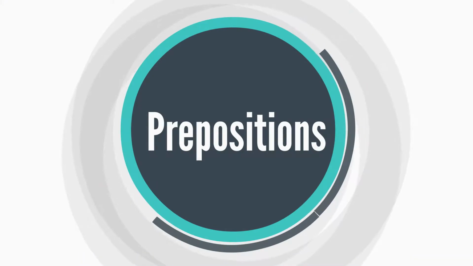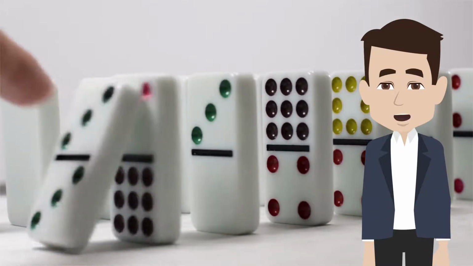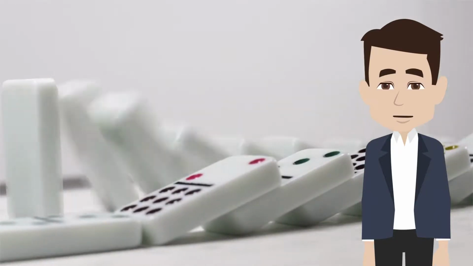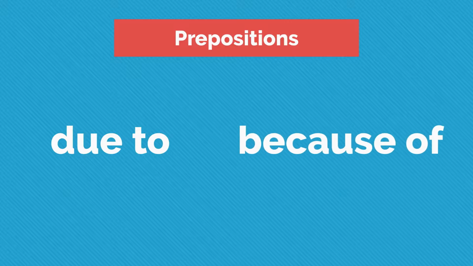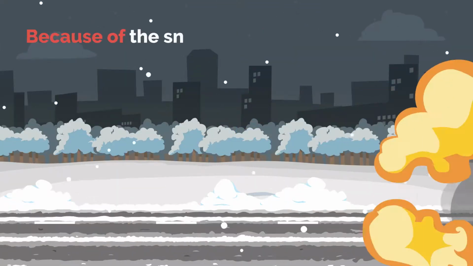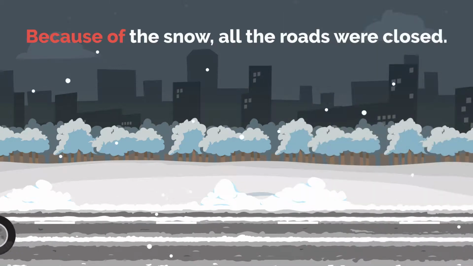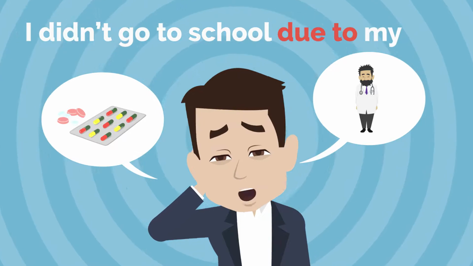Prepositions. Linking words can form a noun phrase in order to talk about cause. The most important ones are due to and because of. For example, because of the snow, all the roads were closed. I didn't go to school due to my flu.